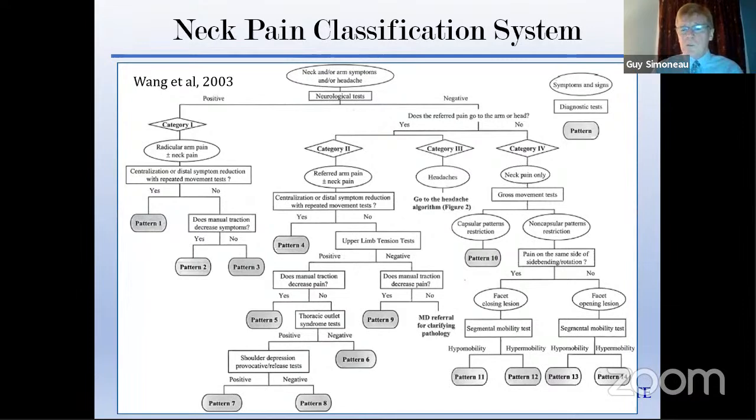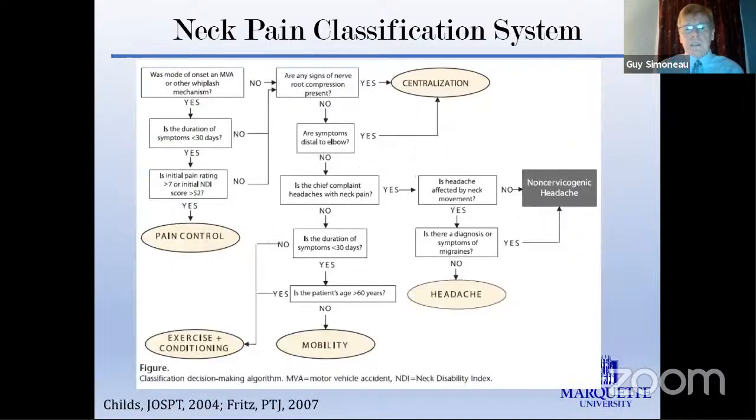Then in 2003, there was a proposal that followed this algorithm here, which led to 14 different groups of individuals. Although the authors showed that this may be useful to improve outcomes, it never gained much attention or interest. Similarly, between 2004 and 2007, John Childs and Julie Fritz also tried to propose a classification that, although preliminary work showed it may be useful to improve outcomes, also did not get much attention or was not very much pursued.